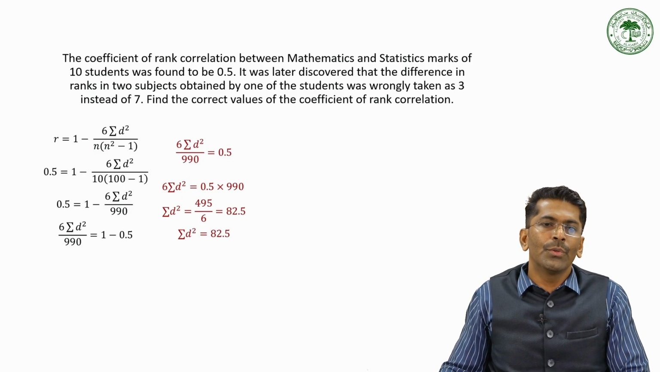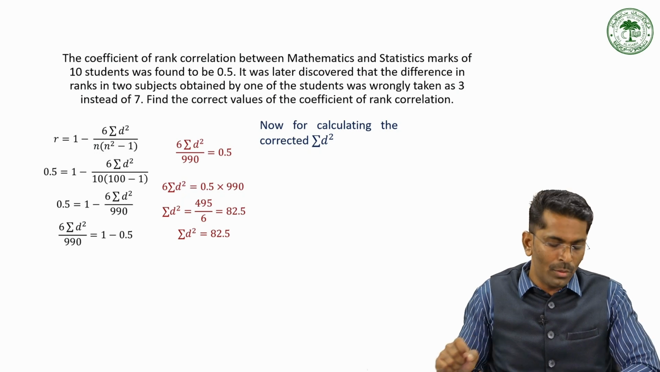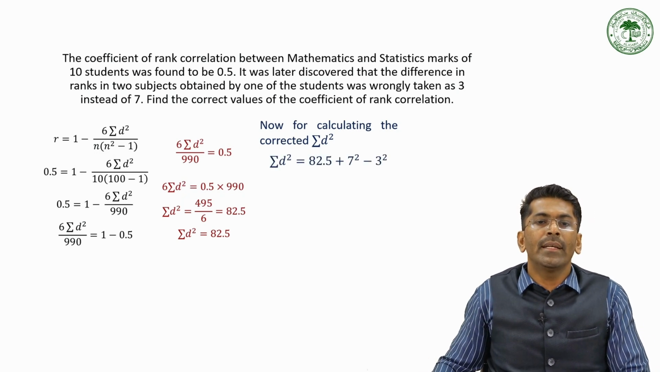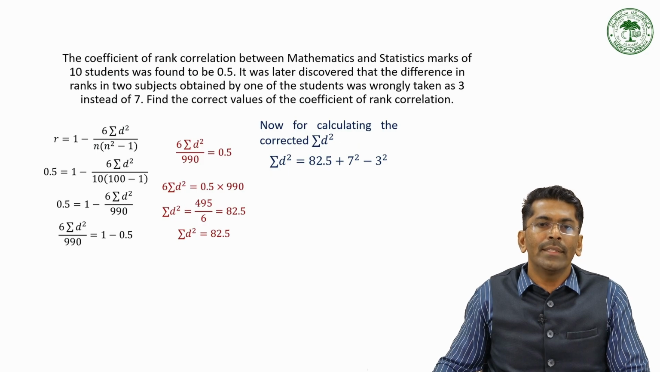Now what do we want to find out? Now we want to calculate the correct sum of d square. How are we going to calculate it? The sum of d square is equal to 82.5 plus... we want to subtract the wrong value and calculate from the original value, that means the right value. The right value is 7. So 7 square minus 3 square, we want to subtract it. Accordingly, 82.5 plus 7 square, which is 49, minus 3 square, which is 9.